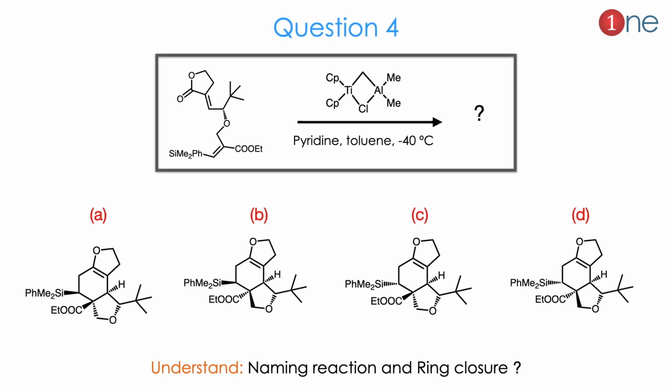Then the question number 4. The starting material is a complicated 5-member system attached with a long chain. Here many functional groups are there. You have to guess the product formation. The reagent is titanium aluminum, with a cyclopentyl group and methyl group. Bridged chlorine is also there. Here pyridine is used at low temperature. Here 4 products are shown. The products differ in the stereochemistry, and ring closure definitely occurred there. So you have to guess one named reaction is involved and definitely ring closure occurred here.